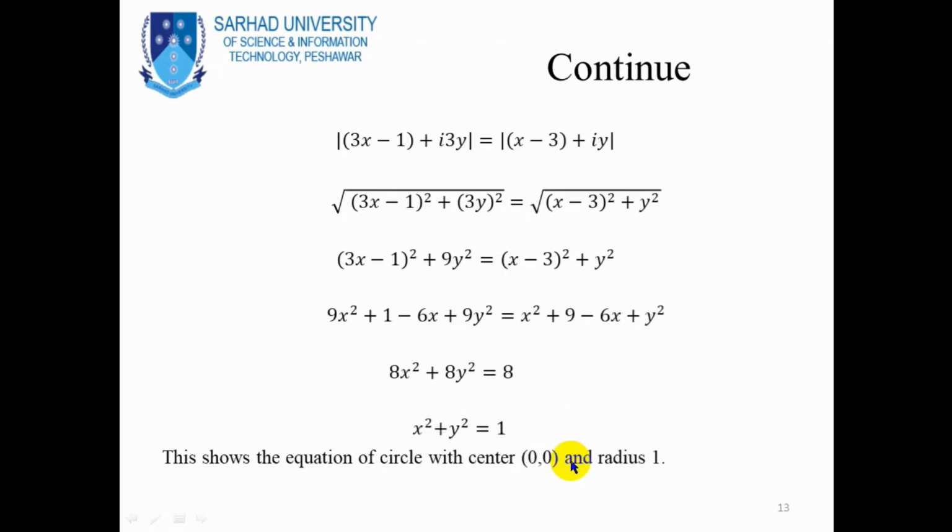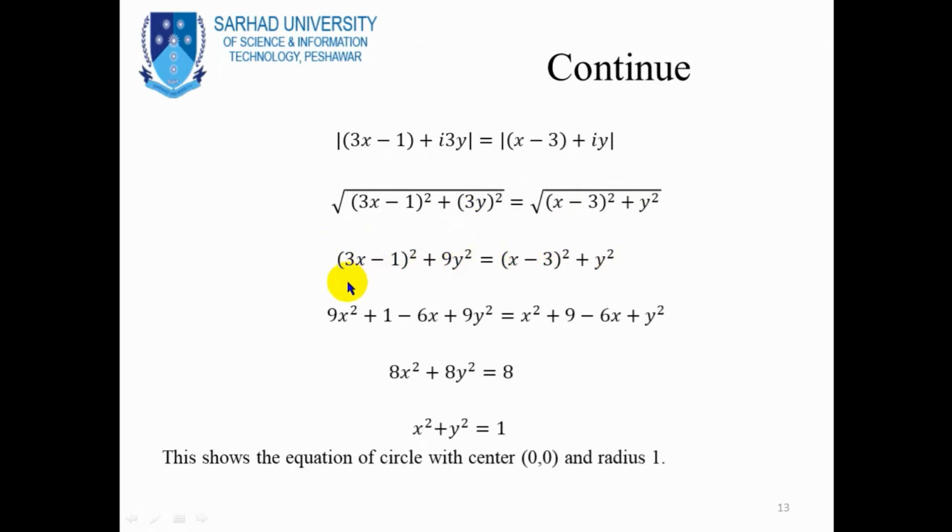So we have magnitude of 3x minus 1 plus iota 3y is equal to magnitude of x minus 3 plus iota y. The square root of (3x minus 1) whole square plus 9y square is the magnitude of the left hand side, and this is the magnitude of the right hand side, square root of (x minus 3) whole square plus y square. Now taking square on both sides, we obtain (3x minus 1) whole square plus 9y square is equal to (x minus 3) whole square plus y square.